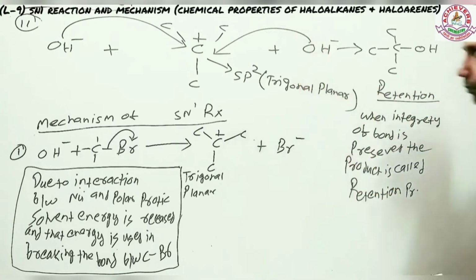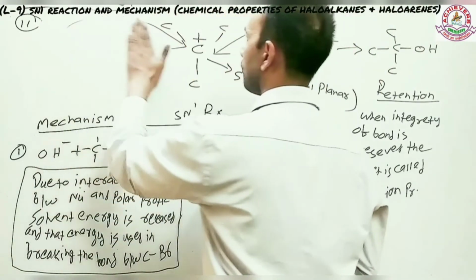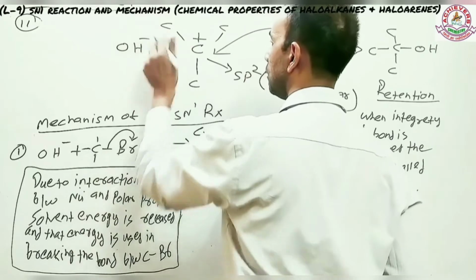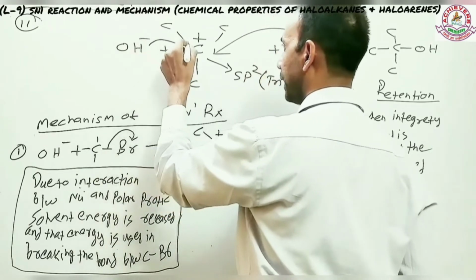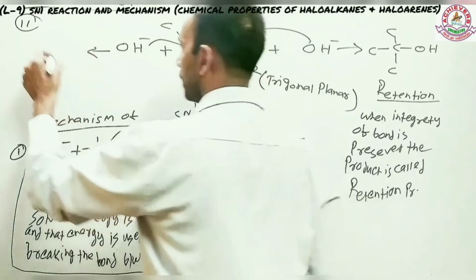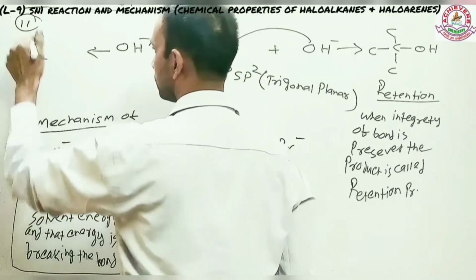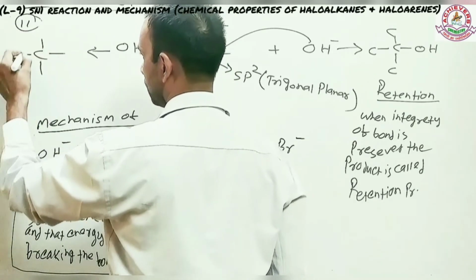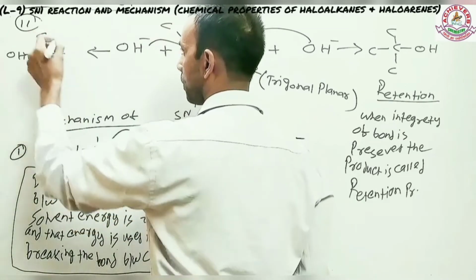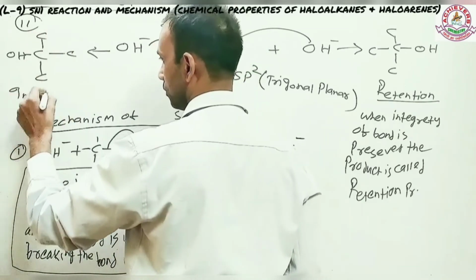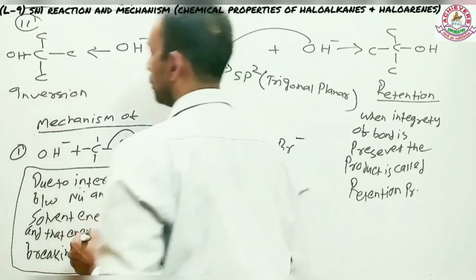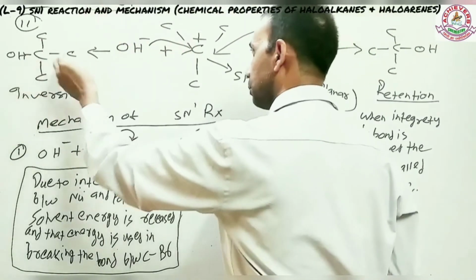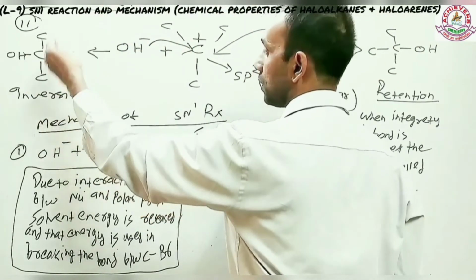Let's go back and talk over there. What happened here? The OH, when attacked from this side, forms an inverted product. This is your inversion product. If the attack on the carbocation takes place from the left side, the OH will attach to the left-hand side, and then the product will be called the inversion product, and this will be called tert-butyl alcohol.